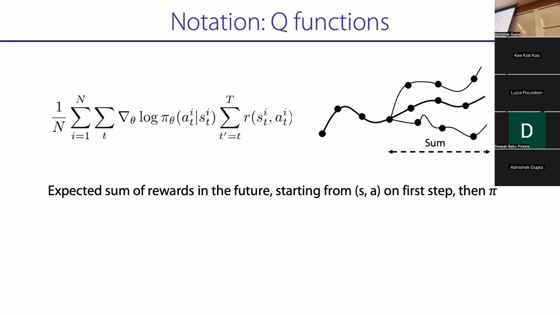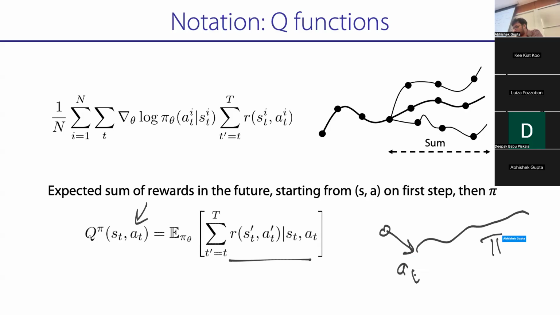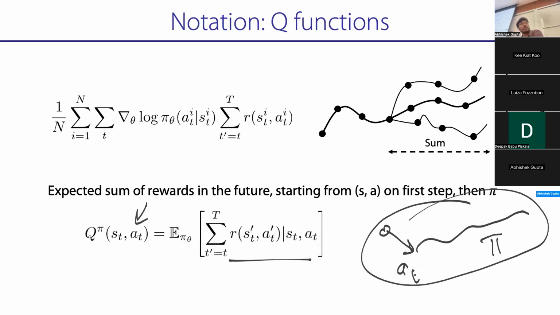Cool. So we're going to introduce a little bit of notation, something called a Q function. A Q function says that if I start at some state S_t, take the first action A_t, and then follow some policy pi thereafter, the expected sum of rewards in that case is your Q function. It's important that the first action is A_t and not just sampled from pi. So the first action is fed into the Q function, and then you act according to pi, and you take the sum of rewards along this whole trajectory.